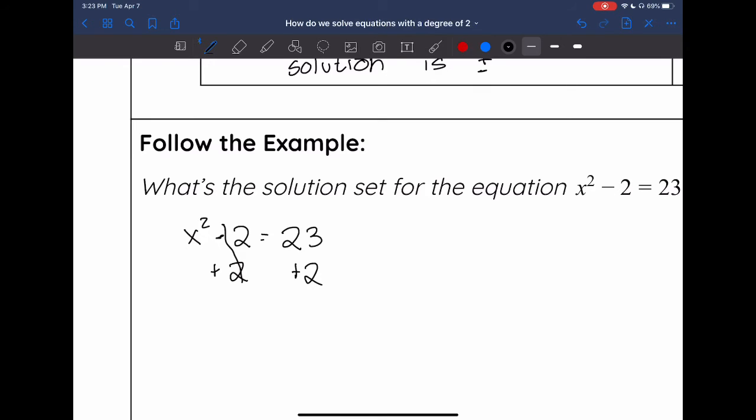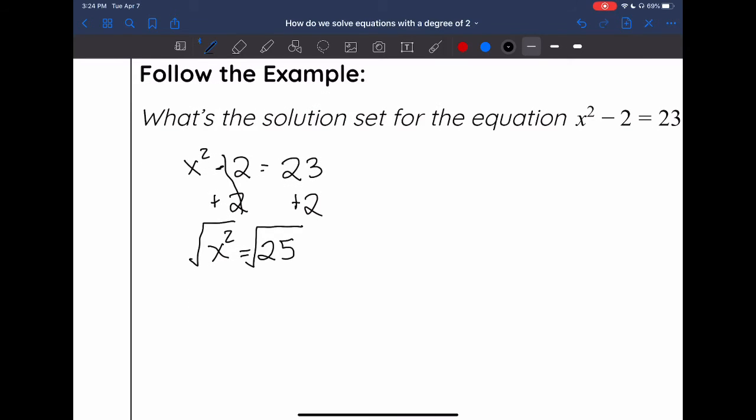This negative 2 and positive 2 will cancel. So on the left-hand side, I end up with just x squared. And then on the right-hand side, I get 23 plus 2 is equal to 25. Now that I have isolated my x squared, I can take the square root of both sides. That's the second step in the procedure that we have from before. So I will take the square root of both sides. The square root of x squared is equal to x. So I know that x is equal to the square root of 25.